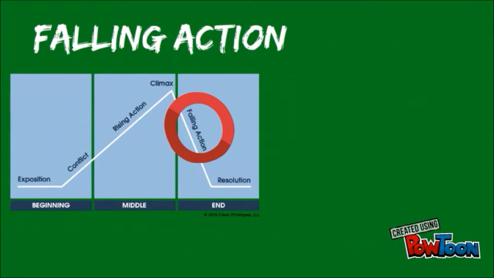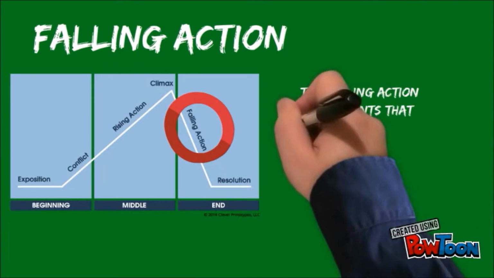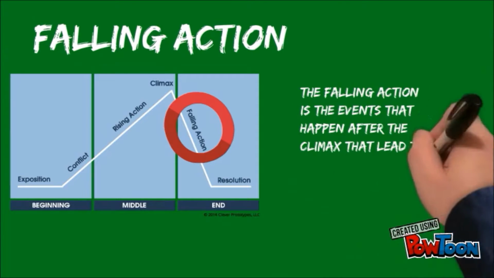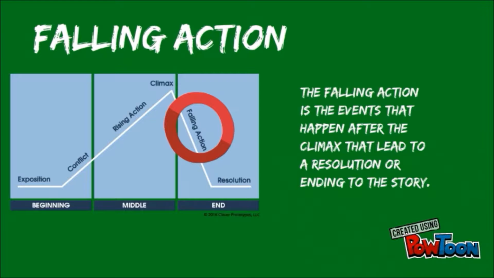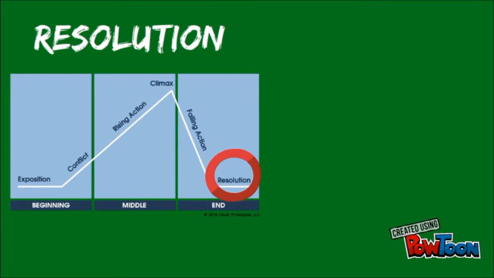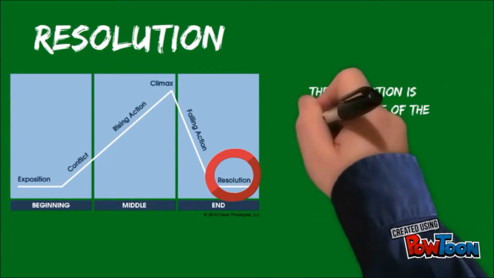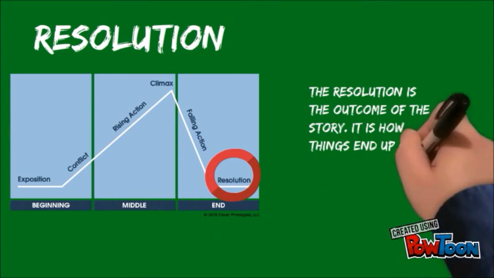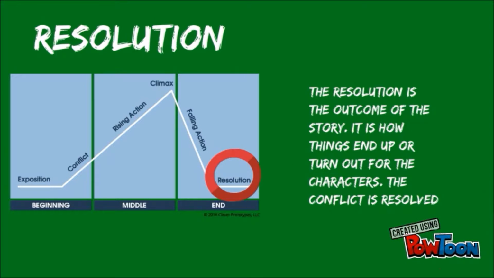Falling action. The falling action is the events that happen after the climax that lead to a resolution or ending to the story. Resolution. The resolution is the outcome of the story. It is how things end up or turn out for the characters. The conflict is resolved.